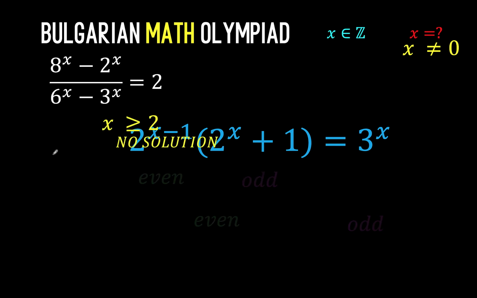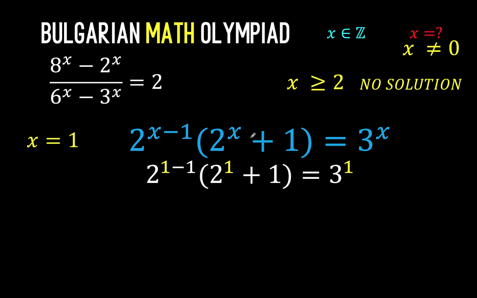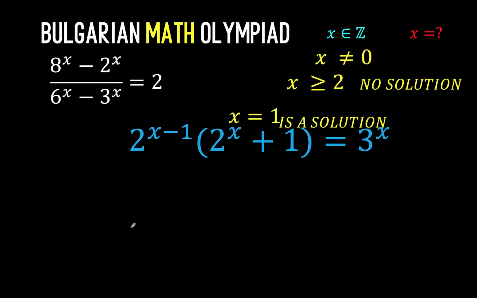So we now remember this result. x cannot be greater than or equal to 2 because there is no solution there. Now let's take a look when x is equal to 1. Substitute 1 for all instances of x, and simplifying, we have the left side equal to 1 times 3, which is equal to 3, and the right side is also 3, which is a correct equation. Therefore, x equals 1 is a solution to this equation, and let's remember that result as well.